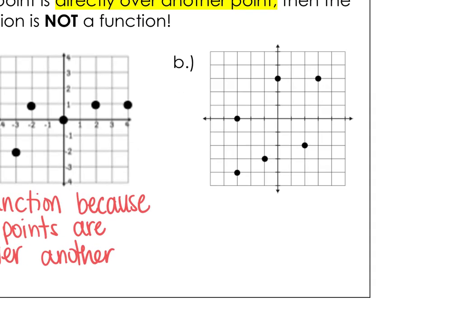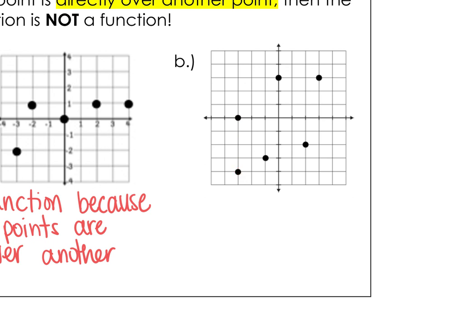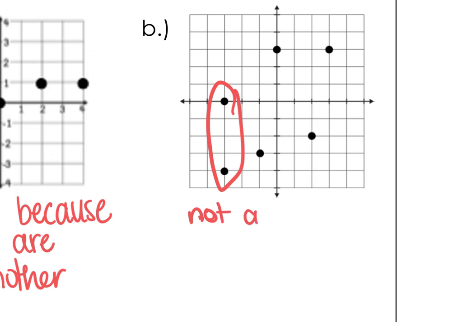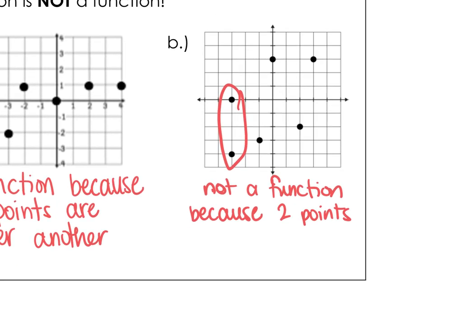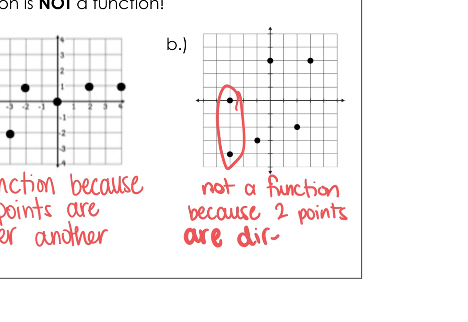Where if we look at letter B, well, right here in B, these 2 points are directly over each other. These are all okay, these are all okay, but because these points are directly over each other, that means these points have an x value of -3, but they have 2 different y values. So this is not a function because 2 points are directly over each other. Not a function. Those 2 points are directly over the other. This x value of -3 has 2 different y values. So not a function.